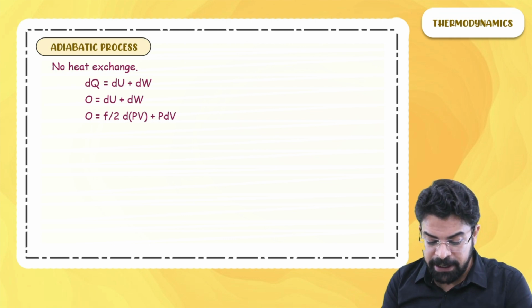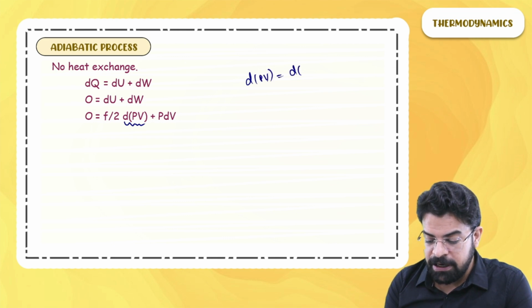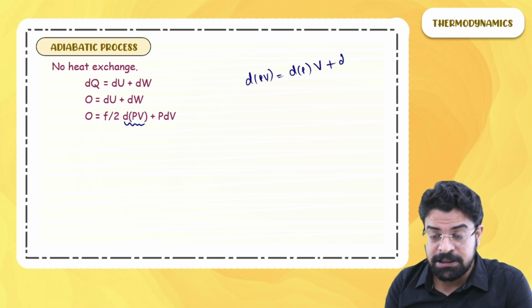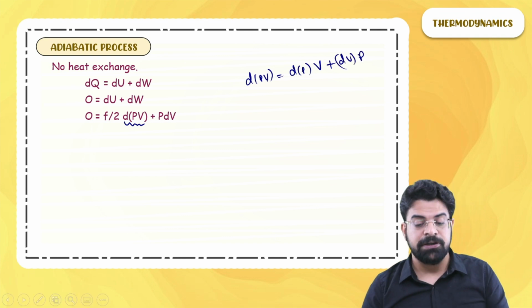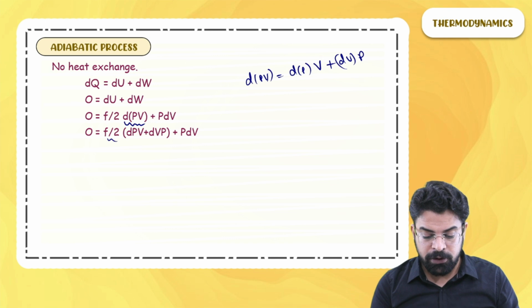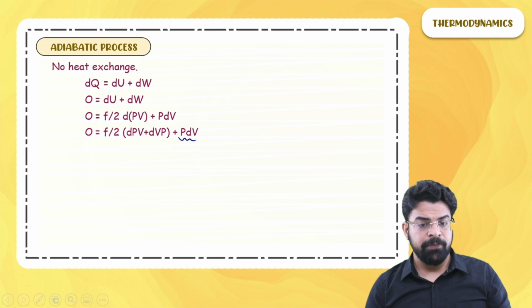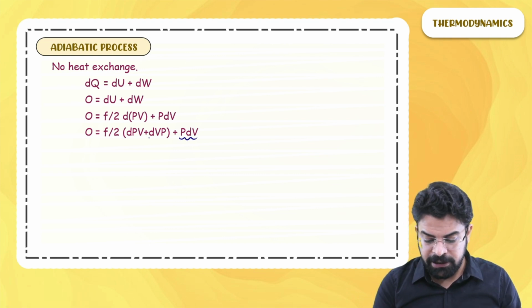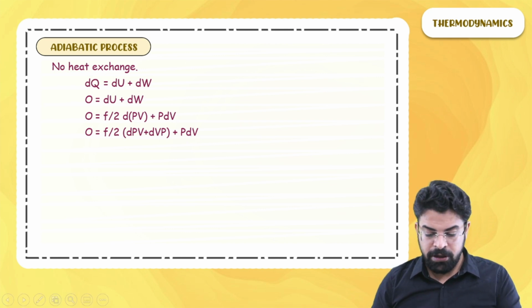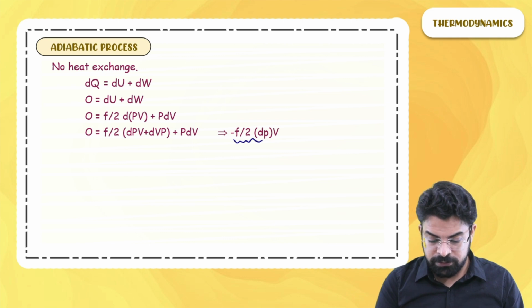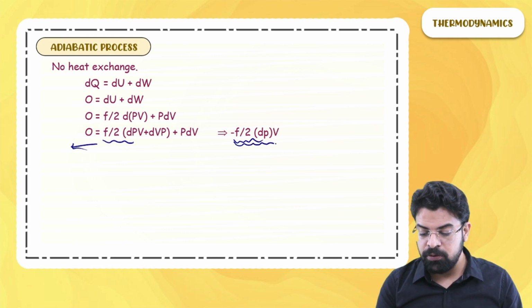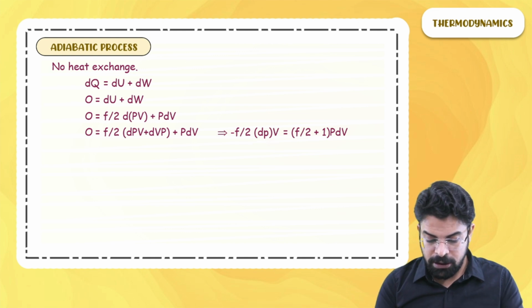Now you need to expand this particular term, d(PV). Differentiation of two terms in multiplication is given by differentiation of the first term multiplied by the second term as it is, plus differentiation of the second term multiplied by the first term as it is. So you will write this equal to F by 2 into dP into V plus dV into P, plus PdV. Taking terms of PdV on one side and dP into V on the other side, you will get minus F by 2 dP into V equals F by 2 plus 1 into P dV.